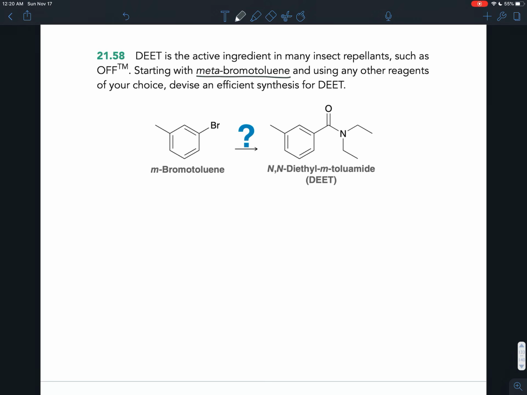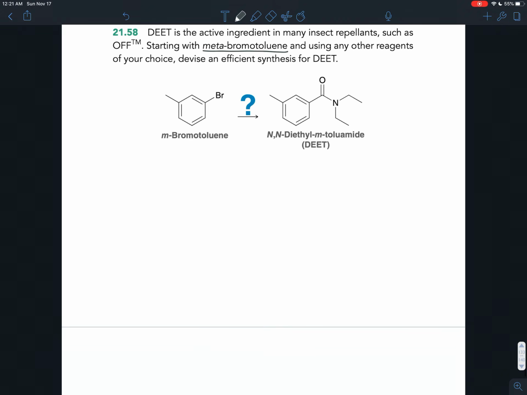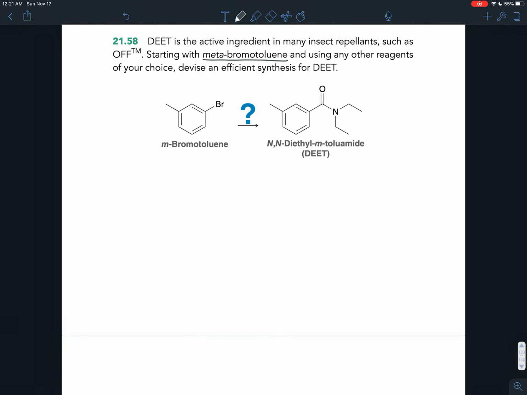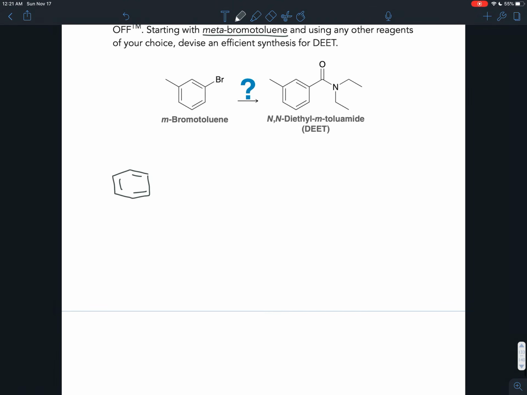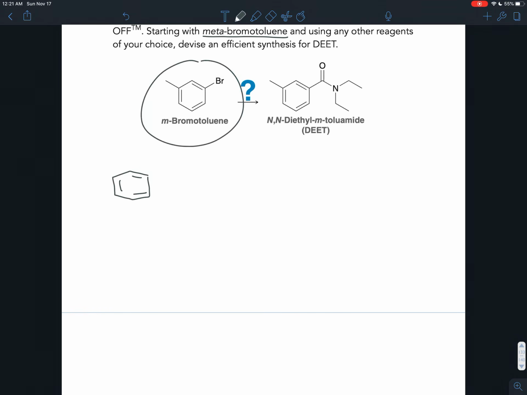So that's that. But why would you limit yourself to that? Let's go one step further. How could you make DEET just from the vapors of gasoline? If you just had benzene, how could you make DEET out of that? Well, first we'll talk about how to make this m-bromotoluene, and once we have that, we'll talk about how to turn that into DEET.